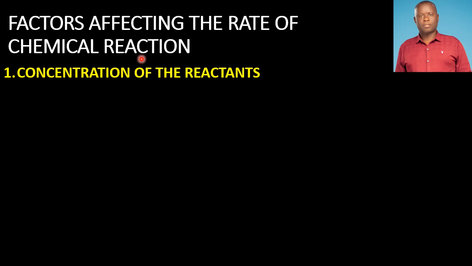So the rate of a chemical reaction is affected by concentration of the reactants. In Form 3, you learned about concentration. What is concentration of a reactant? You define concentration as simply the number of particles, which you call moles, the number of moles of a substance per unit volume. In other words, simply the number of particles of the reactants. That's what it means by concentration.